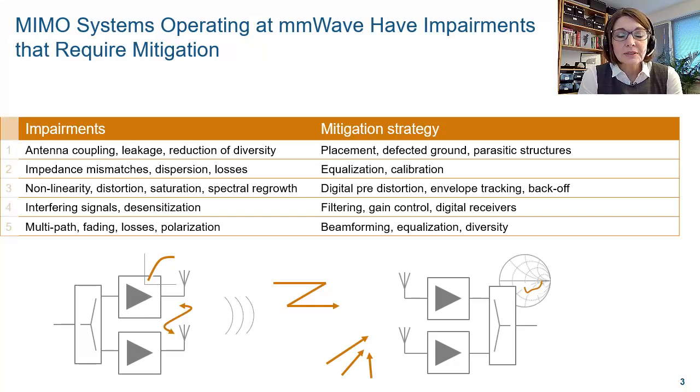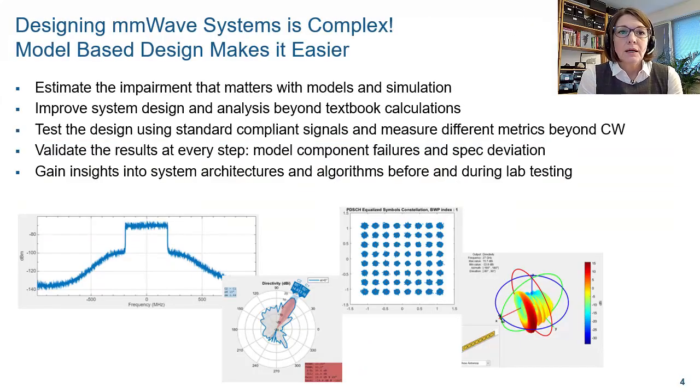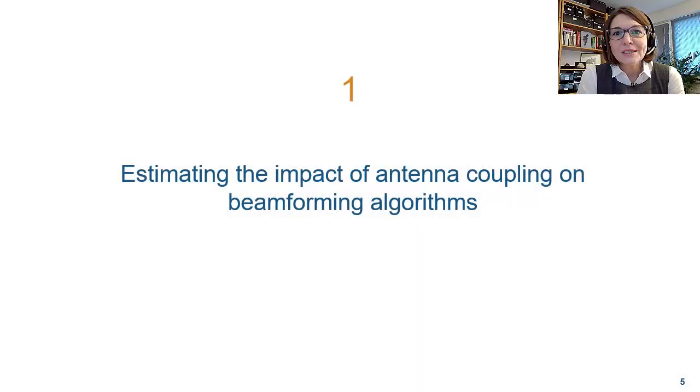Today we are going to explore these 5 classes of impairments one by one, and we are going to discuss how modeling and simulation help you understand the causes of the impairments and also different ways to mitigate the impairments to make sure that your transmitter and your receiver work preferably well before you build costly lab prototypes. So let's get started with our first impairment and see how we can estimate the impact of antenna coupling on beamforming algorithms.